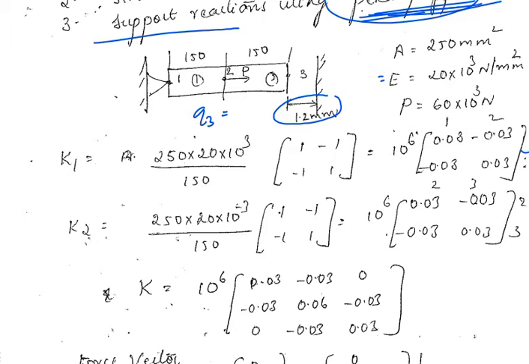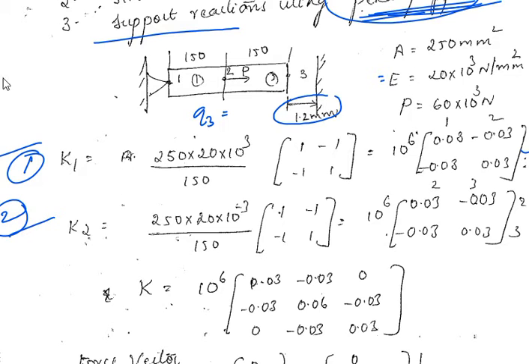Similarly, we will follow the same procedure as we have done in many of the problems: k1 and k2, you have to find for the stiffness matrix. This is for element 1, this is for element 2. I need not explain this again because it is already done in many problems. If you don't know, just go to my starting problems so that you will understand everything.